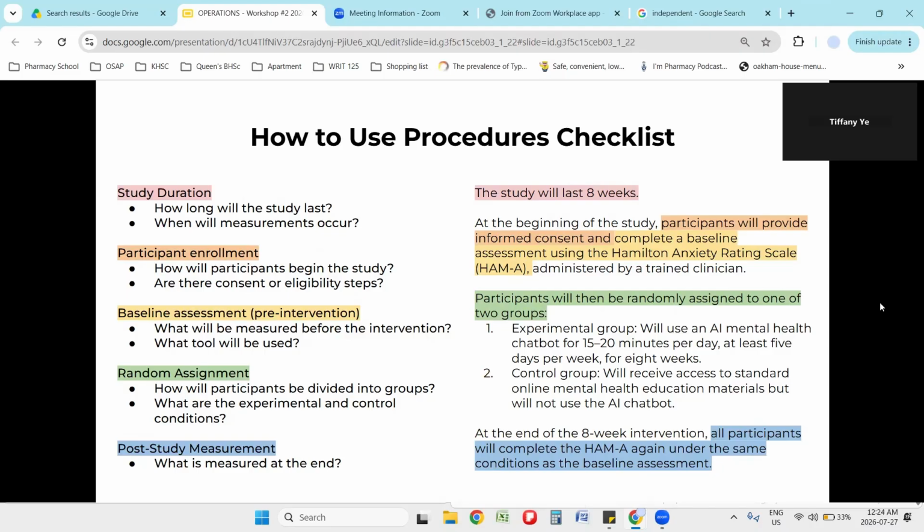In green, we have another aspect of experimental methods procedures, and that is random assignment. So this person has decided that participants will be randomly assigned to one of two groups. So this would be like a randomized control trial. And then finally, a last aspect of the procedures section would be your post-study measurement. So this person has decided that at the end of the 8-week intervention, all participants will complete the HAM-A again under the same conditions to measure how effective the AI chatbot was in reducing anxiety amongst the study population.